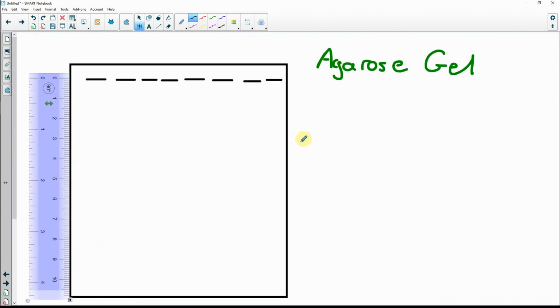All right, so now let's talk about what we've done in class. And on Friday, we made a restriction, or I'm sorry, an agarose gel. And we ran what we call what the restrictions were. We basically cut that DNA up with different restriction enzymes. And we ran them on a gel.